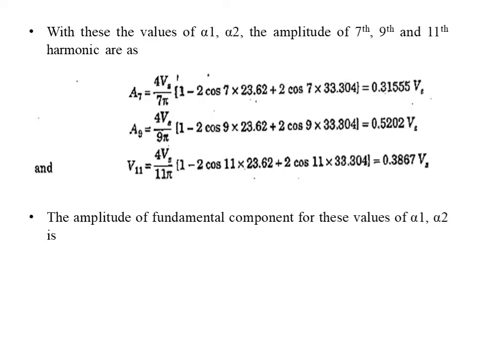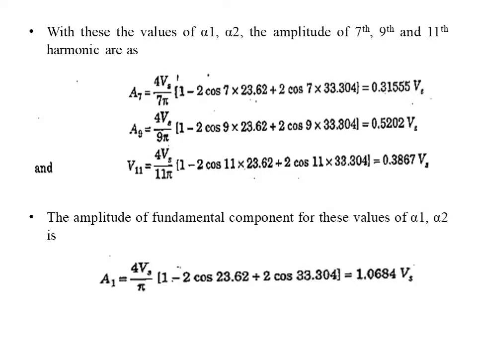The amplitude of the fundamental component for these values of alpha 1 and alpha 2 is A1 equal to 4 Vs divided by pi into 1 minus 2 cos 23.62 plus 2 cos 33.304 degrees, which will give you 1.0684 Vs.